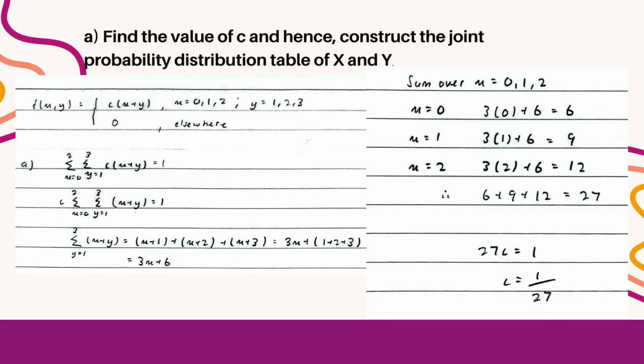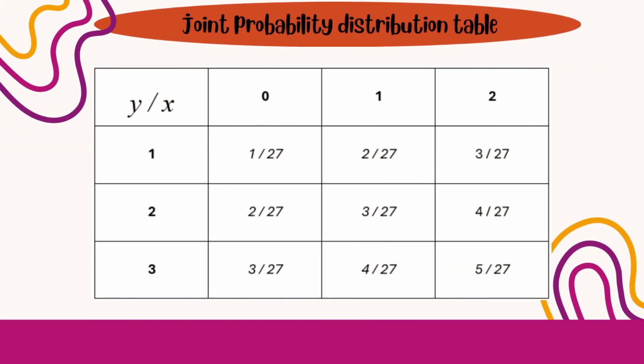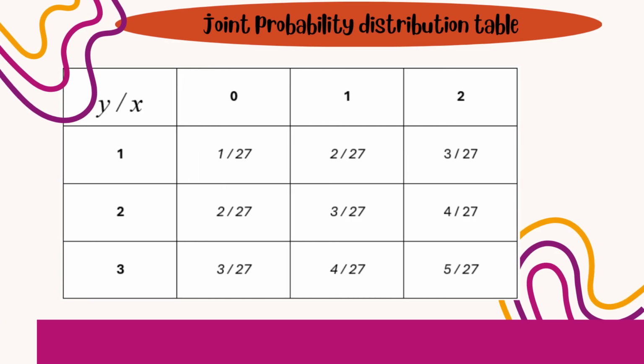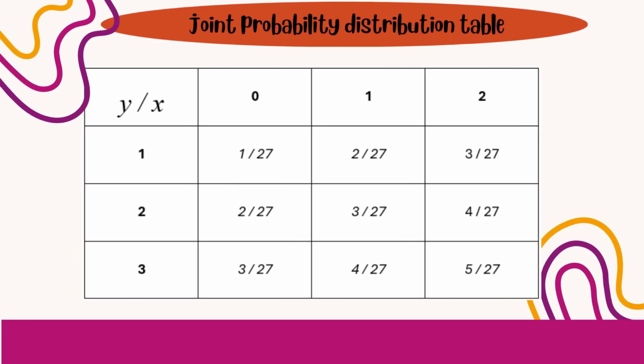And after that, we have to plug in each respective value of x, which is x equals 0, 1, and 2. After that, we sum up the total of each following answer, and we will get 27. Then we plug it into the original equation, which will get 27c equals 1. And then move the 27 to the right hand side, and we will get c equals 1 over 27. After finding the c value, we now can construct the probability distribution table. Here's the table of the probability distribution.